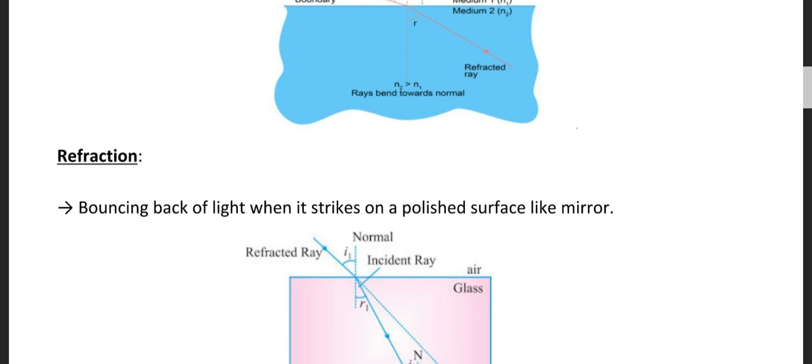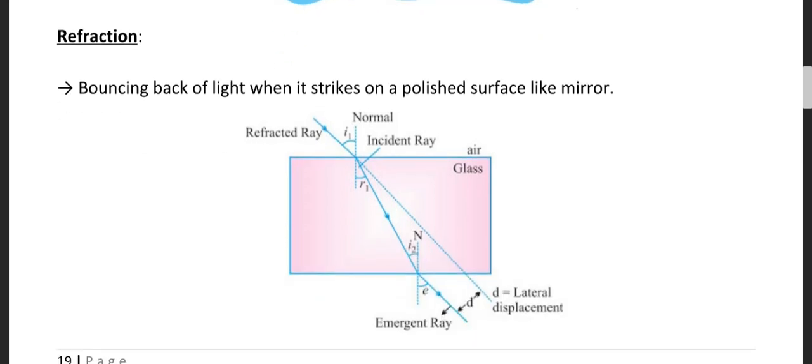Let's try to understand it in a simpler way. This is the bouncing back of light when it strikes a polished surface like a mirror. Now this is a glass slab. This activity you might have performed in class 8th or 9th. Bouncing back of light when it strikes a polished surface like a mirror. Take a glass slab.